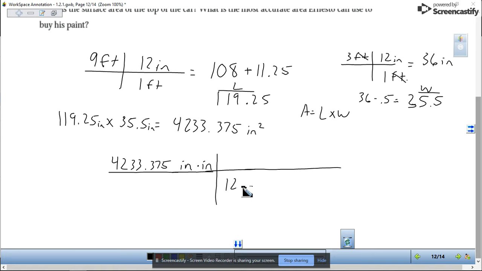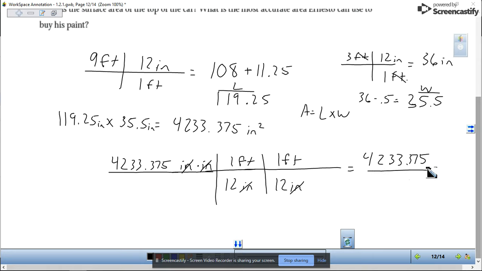So there are 12 inches in 1 foot. So inches cancels with inches. But I still got inches on top. I got inch feet now. That's weird. So that means I need to do the same conversion one more time. That's what squaring it causes to happen. So now what I've got is that number times 1 times 1. So 4,233.375 divided by whatever we have on the bottom, which is 12 times 12, is 144.